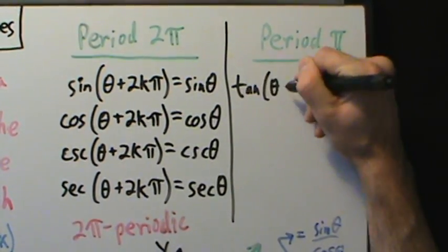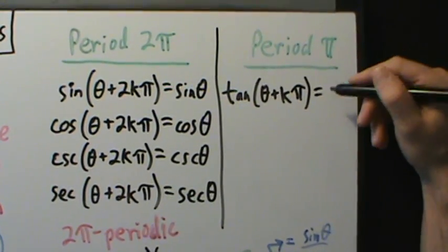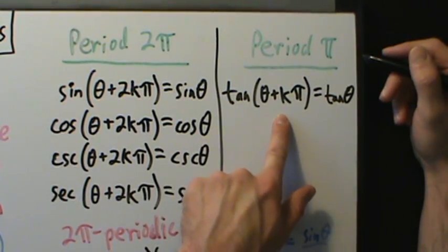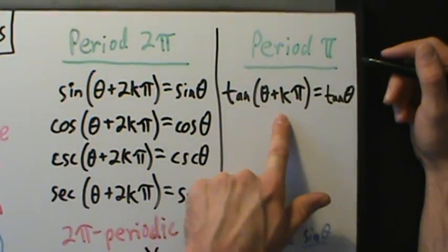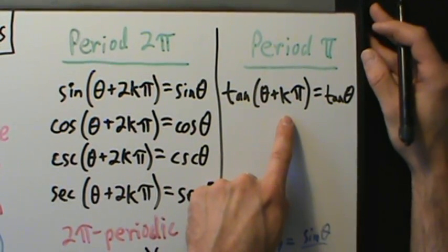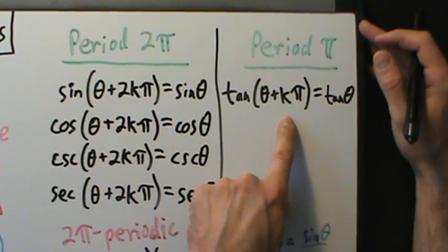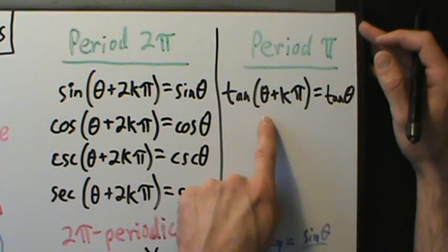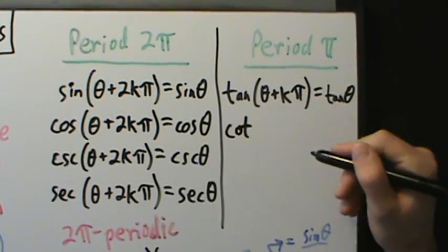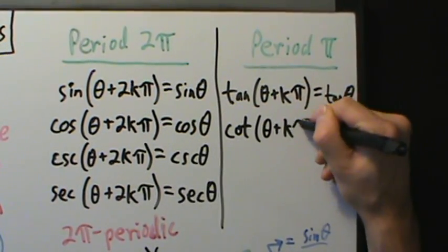Tangent of theta plus k pi equals tangent of theta. Remember, same deal, k is just any integer, so theta plus pi, theta plus 2 pi, theta plus 17 pi, theta plus 19 pi, theta minus 115 pi, and so on and so forth. If you take the tangent of those, you're going to get tangent of theta. And it's also true for the cotangent, right? Why is that true for the cotangent? We'll show why in a sec here.